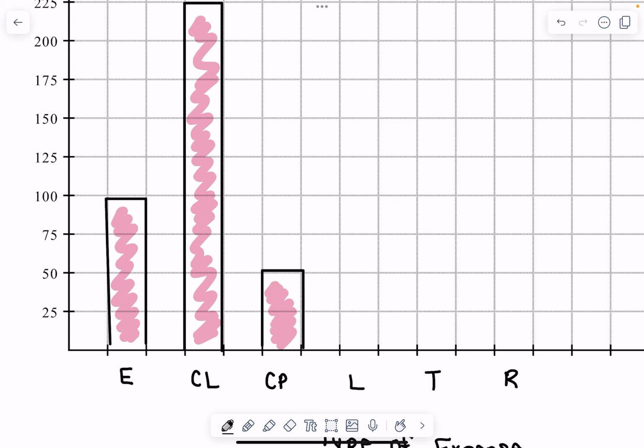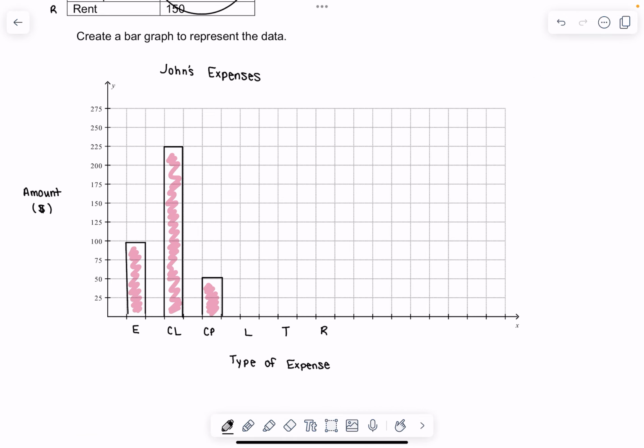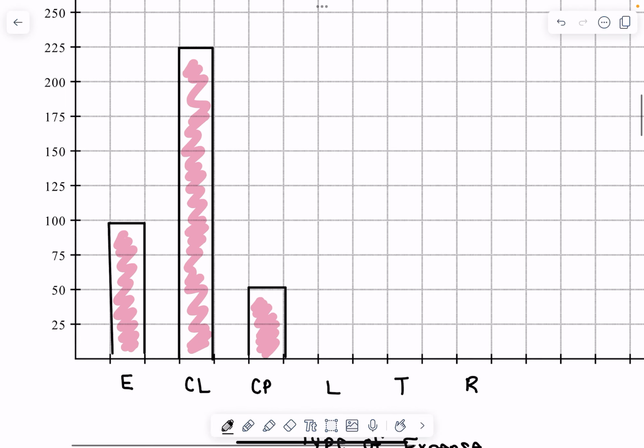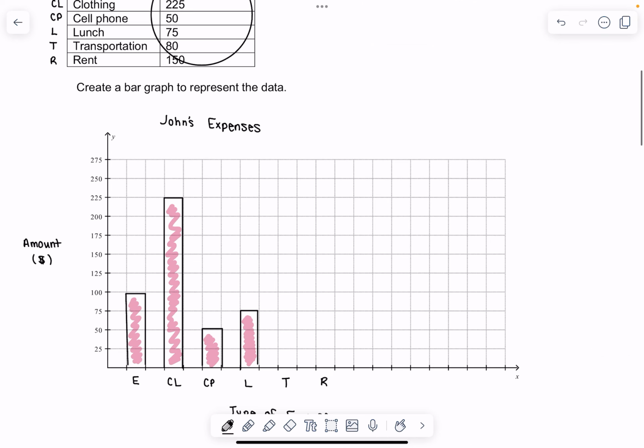Lunch, 75. Notice that you're going up by increments of $25. So this is a very, very friendly scale. On Excel or Google Sheets, we'll manipulate it to how easy or how difficult we would like the scale. We run into a slight problem with transportation because it is $80.